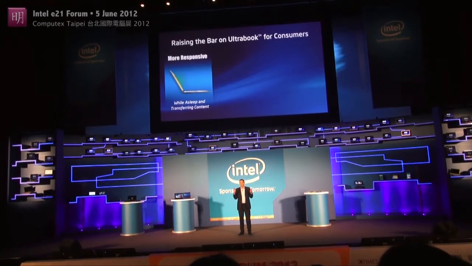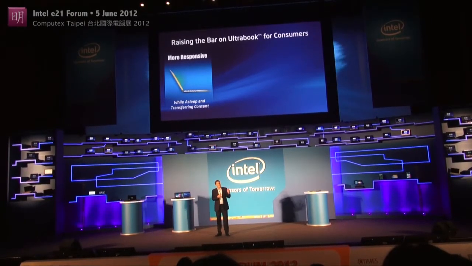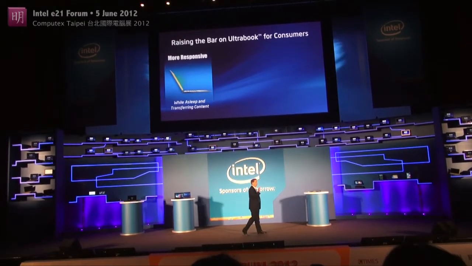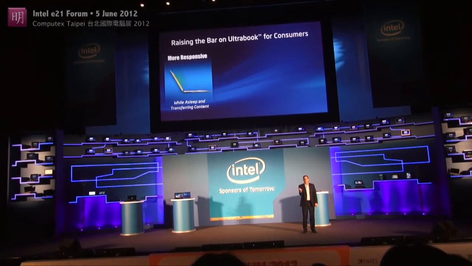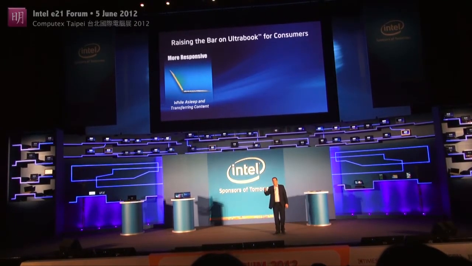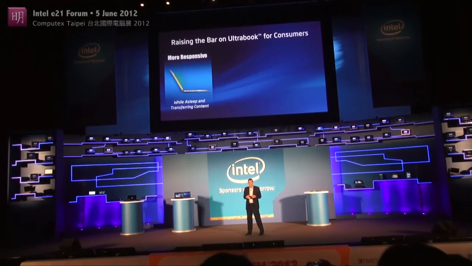Let's start with how we can raise the bar, what we're doing to raise the bar for consumers on Ultrabook. And let's start with responsiveness. Last year, you may remember, we talked about Rapid Start for fast resume. Well, this year we have Smart Connect that allows you to update content even while the Ultrabook is asleep. So that means when your lid is shut, there's a wireless access point, your email can be updating when your lid is shut. It's much more convenient, user-friendly, makes you more productive.